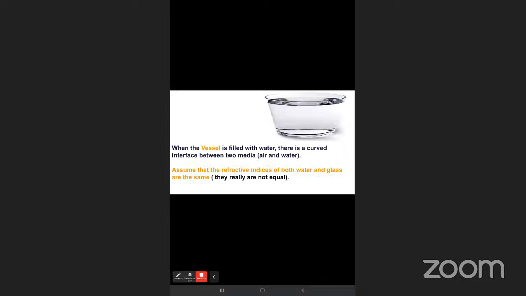When the vessel is filled with water, there is a curved interface between two media, that is air and water. You can observe here the interface between two mediums, air and water. Assume that the refractive indices of both water and glass are the same. They really are not equal, we are just assuming that.